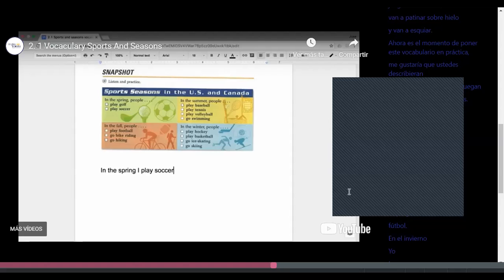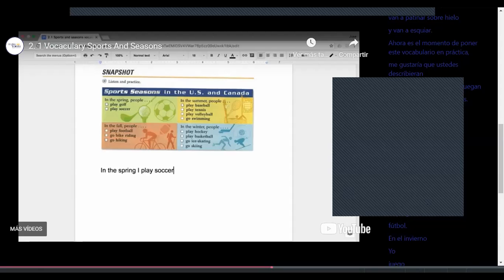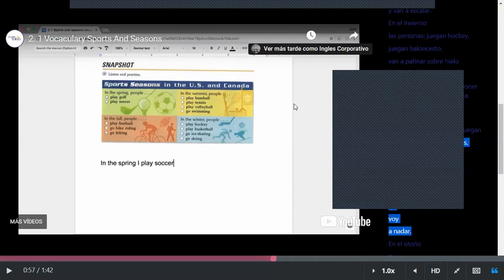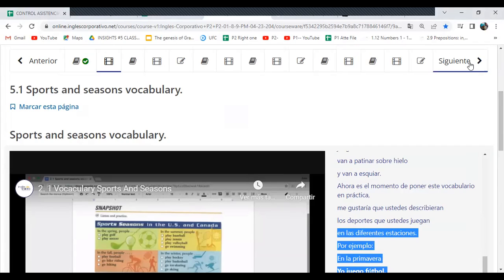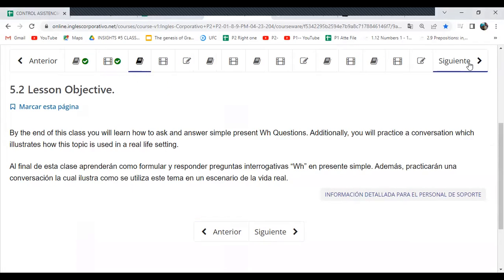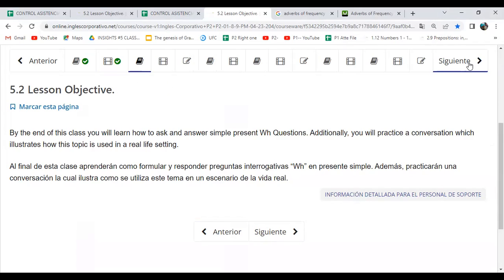In the winter, I play softball. Yep, that's pretty nice. Awesome. Somebody else? In the summer, going to the beach. In the summer, porque estamos hablando aquí, estamos hablando en presente simple, ¿verdad? Siempre es como una rutina, el verbo va en su forma base. Okay.